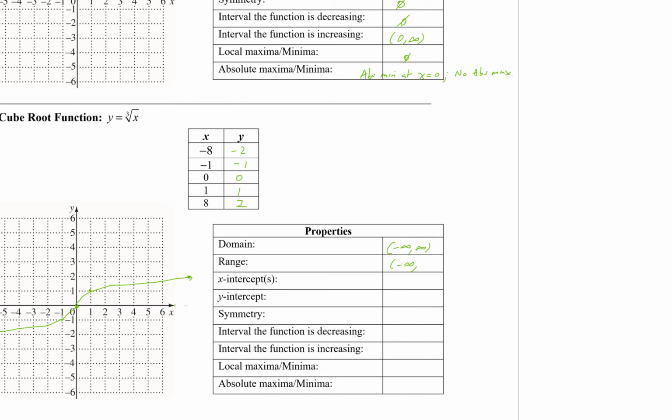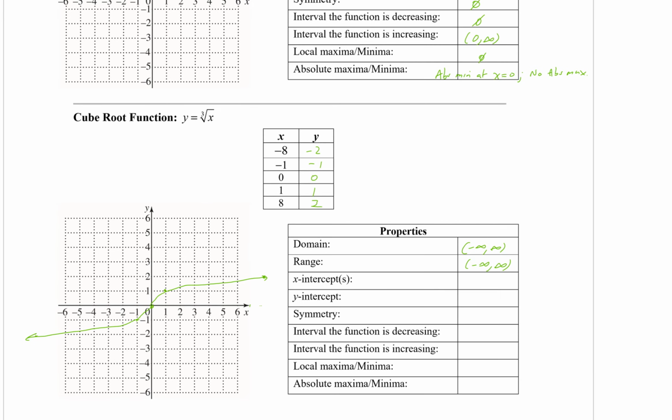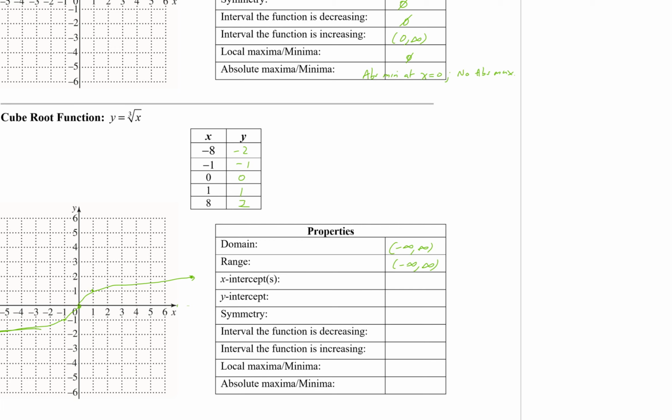So domain and range, believe it or not, are all real numbers for both. It's very important you keep that in mind because even though it's increasing slowly, it's still always getting bigger. And if you look at it from this point of view, it's always going down, even though it's going down very slowly. The x and y intercept are the origin. It has odd symmetry.